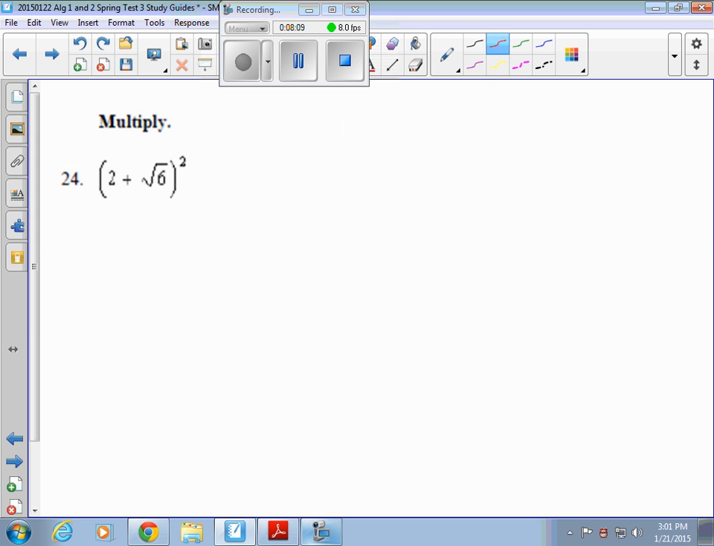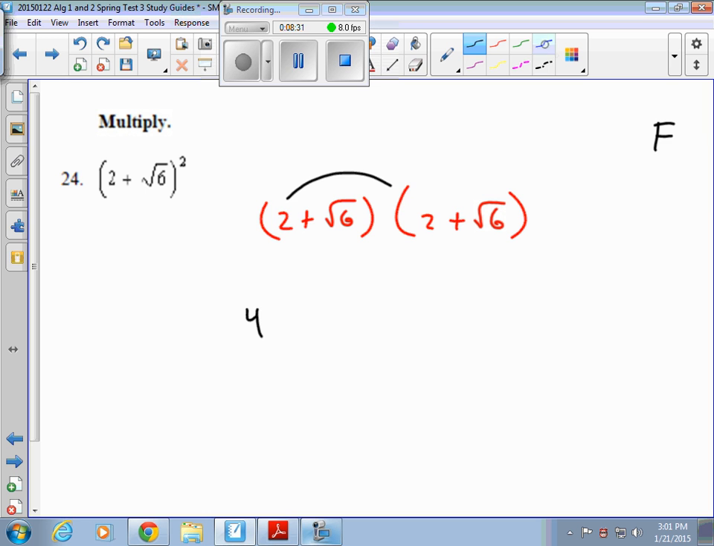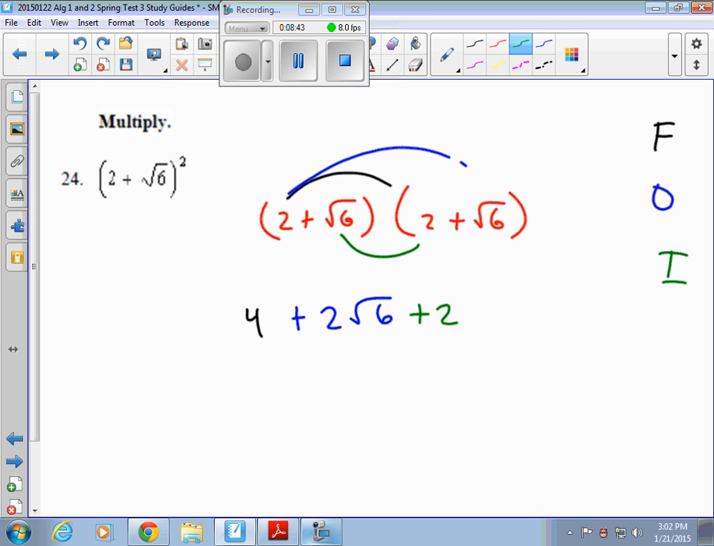For number 24, you are multiplying 2 plus the square root of 6 squared. What that means is this: 2 plus the square root of 6 times itself. 2 plus the square root of 6, not times 2. FOIL is what you need to do when you're multiplying binomials, when you square a binomial in this case. First two terms are 2 times 2 is 4. Your outer two terms are 2 times the square root of 6. So plus 2 square root of 6 since it's positive. Your inner two terms, square root of 6 times 2, again, is plus 2 square root of 6.